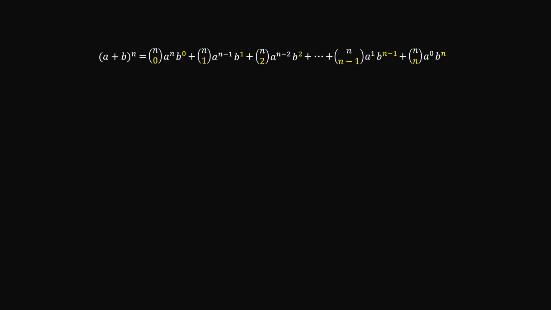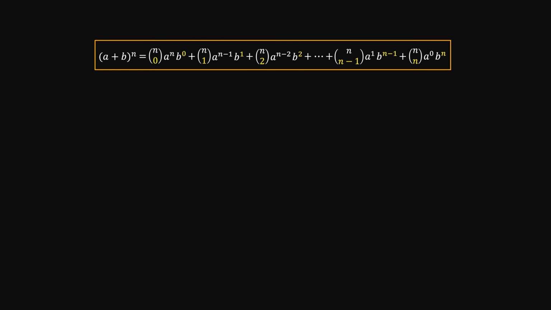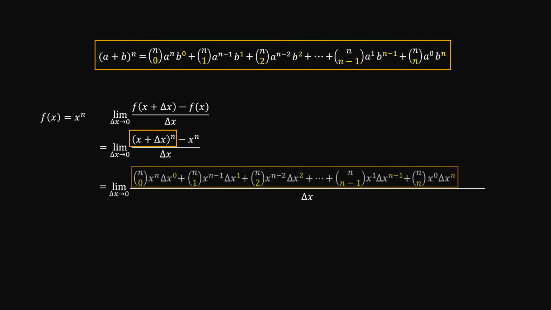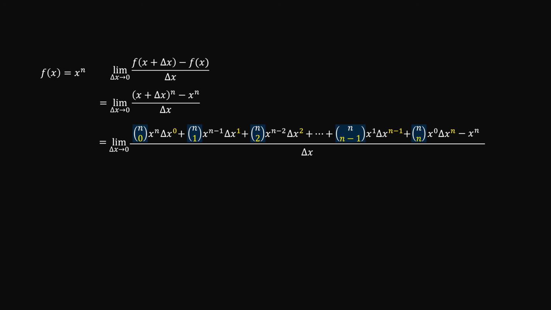Add them together, we have the expansion. Now, for our case, plug in the expansion here. Here we need to figure out those coefficients. The first term is easy to see: there is only one way to choose 0 out of n. So this is 1.